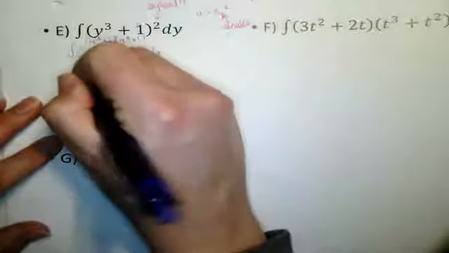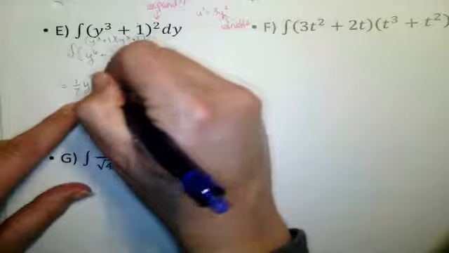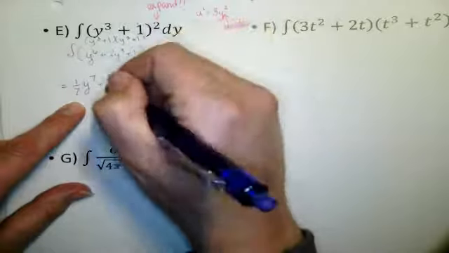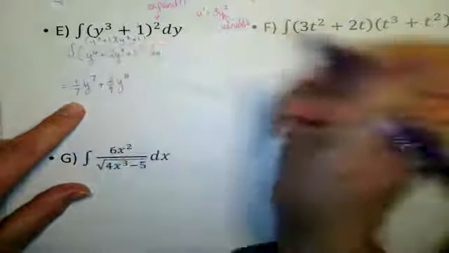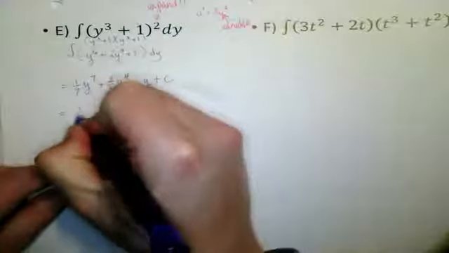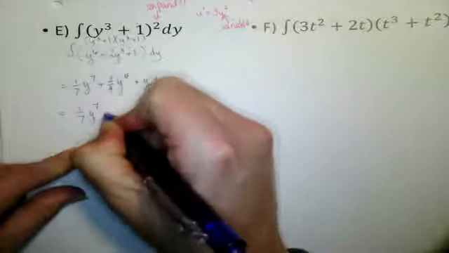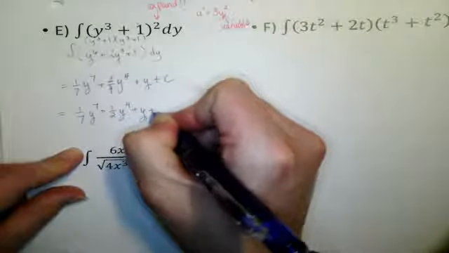So increase the power to y to the 7th and divide by the 7. Increase the power to y to the 4th and divide by the 4. And then here we would just have y. Don't forget your plus c. And cleaning it up, 1/7 y to the 7th plus 1/2 y to the 4th plus y plus c.